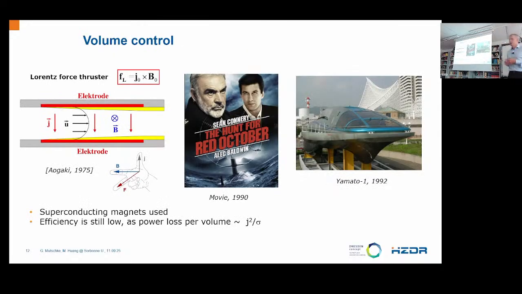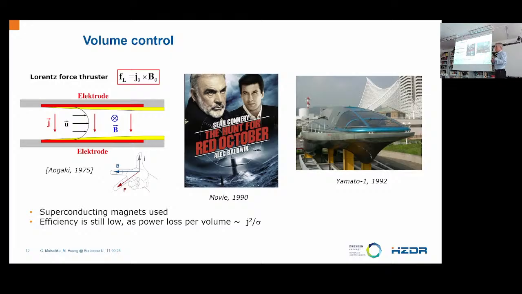And first, a very popular thing, some of you might have seen this movie, Red October, where a submarine was equipped with a magnetohydrodynamic thruster. Okay, so it works like this. You have a channel or a duct, you apply an electric field to drive a current through the volume and a magnetic field perpendicular to it in order to generate a flow like this. By applying this, you can propel the ship.